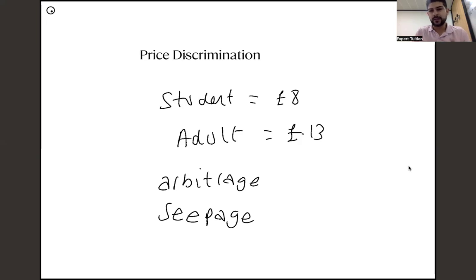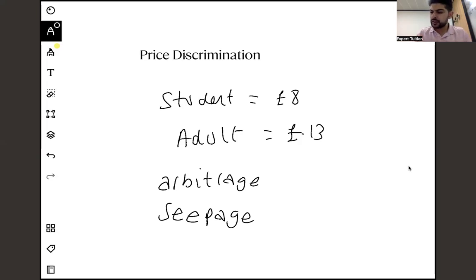Now, firms are well aware of this, by the way. They know this happens. They priced it in, so they still make tons of profit regardless. But the point is that if you get excessive amounts of seepage, actually it may be problematic for the firm. It may not be worth price discriminating. So that's hopefully a good overview of what the conditions are.